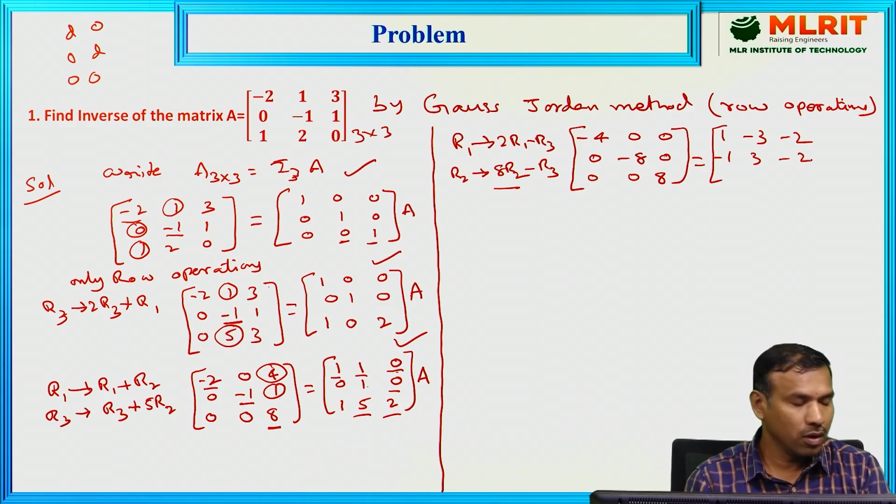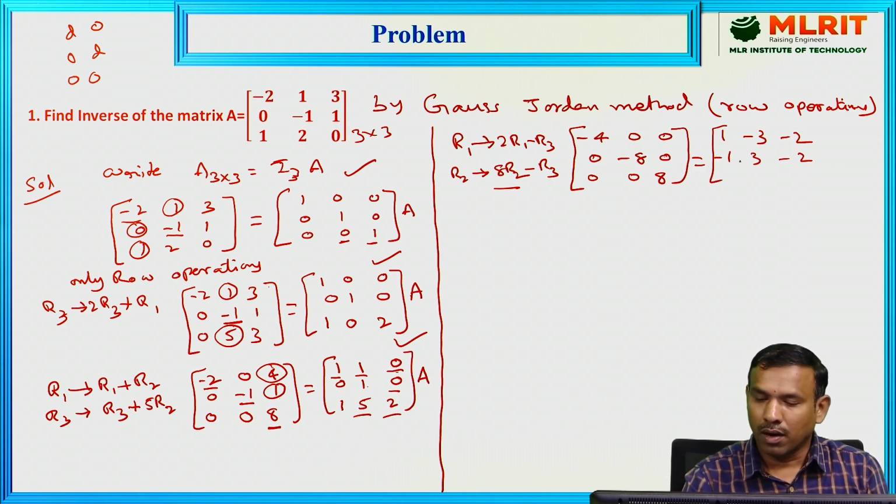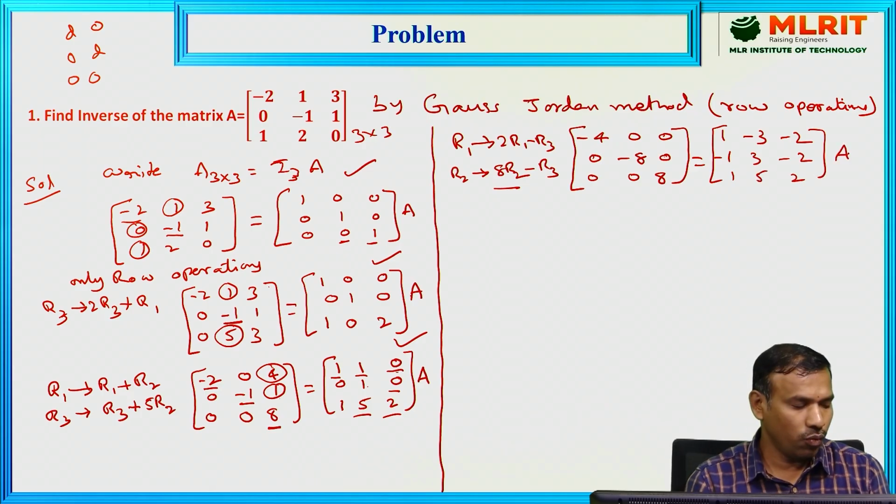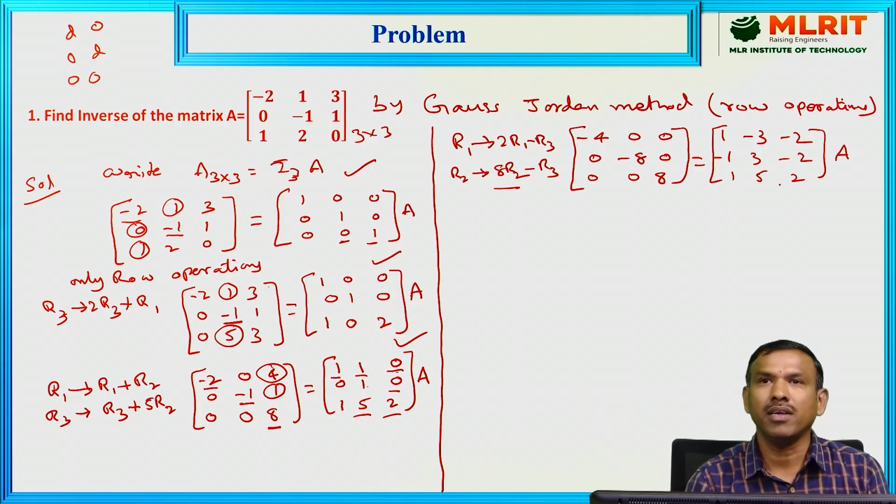Right? Next, coming to the third row. We are using the third row, that's why there should be no changes in the third row. The third row elements are 1, 5, 2 into A. So 1 minus 3, minus 2, minus 1, 3 minus 2, 1, 5, 2.